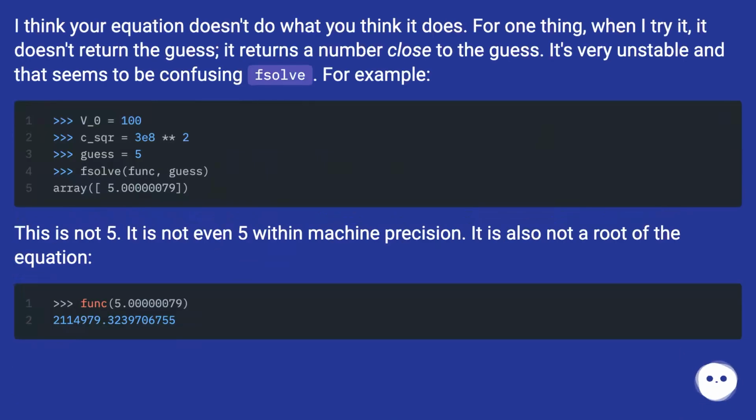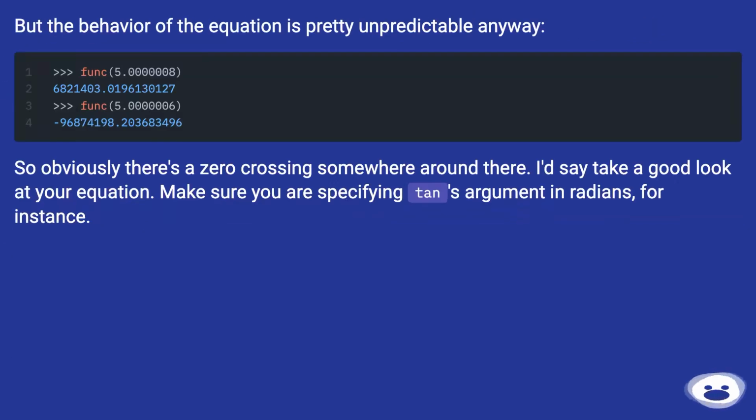I think your equation doesn't do what you think it does. For one thing, when I try it, it doesn't return the guess. It returns a number close to the guess. It's very unstable, and that seems to be confusing Fsolve. For example, this is not 5. It is not even 5 within machine precision. It is also not a root of the equation. But the behavior of the equation is pretty unpredictable anyway.